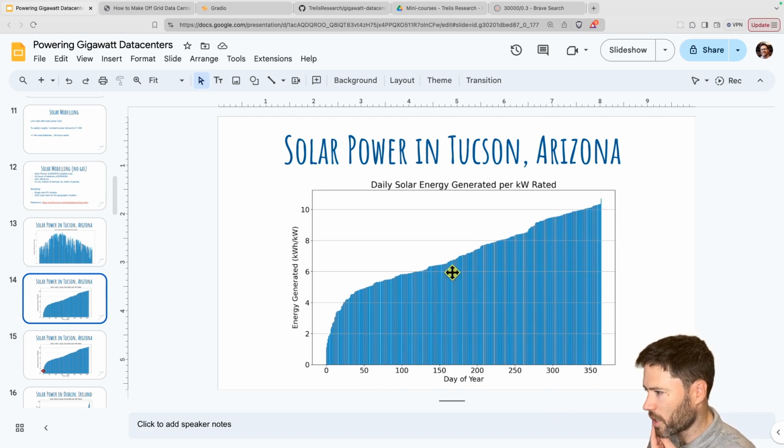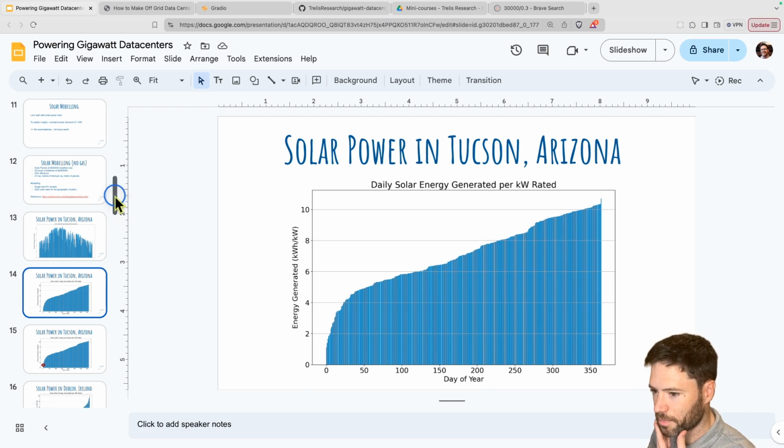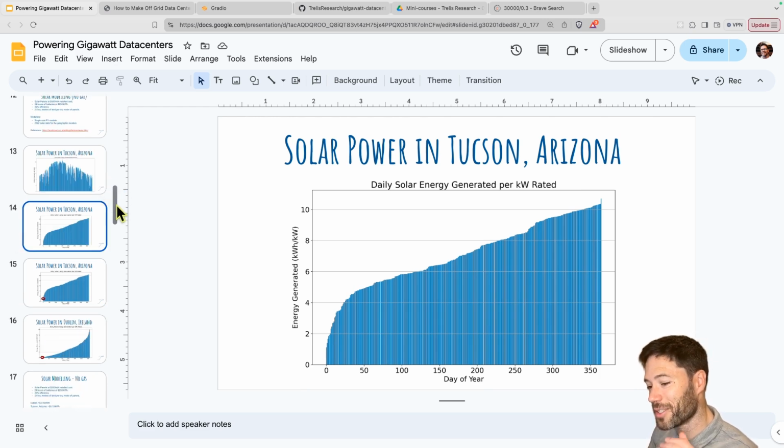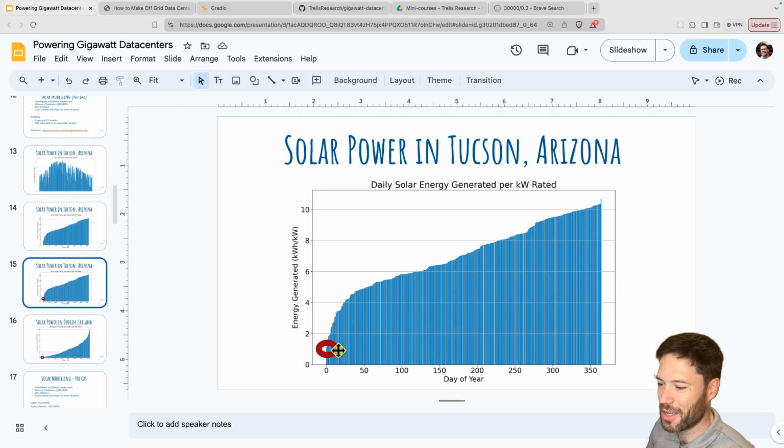So yeah, we have many days with a lot of sun, and there's only really very few days in Tucson where there's quite a low level of sun. And if we want to build a plant that is only using solar and 24 hours of batteries, we need to size our plant so that on the worst day, which is this one here, we need to be able to provide a gigawatt. So that's the criterion.